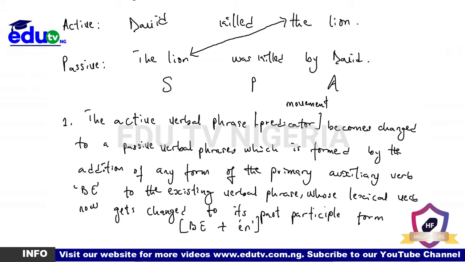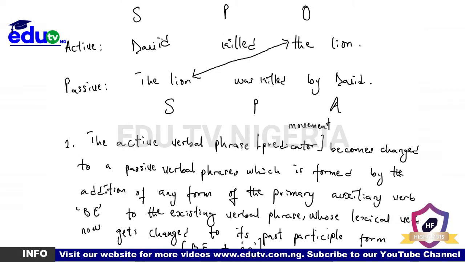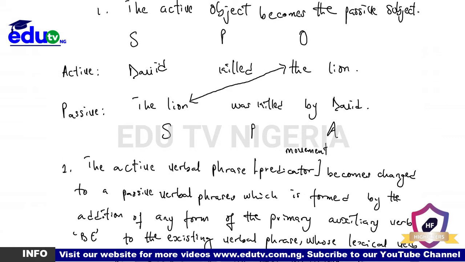Now, what we're trying to say here is that look at this example. Killed is your predicator in the active sentence, but then was killed is your predicator in the passive sentence. So that means that killed, which is a normal verb in its past tense, because this is a past tense, the past tense of kill is killed. Now, so we already have the addition of a be verb, which is was. A be verb was.